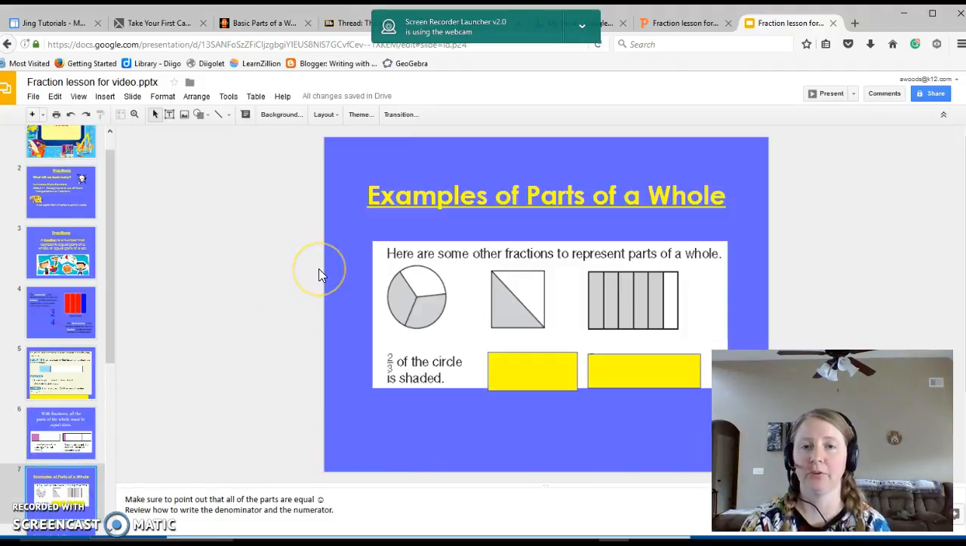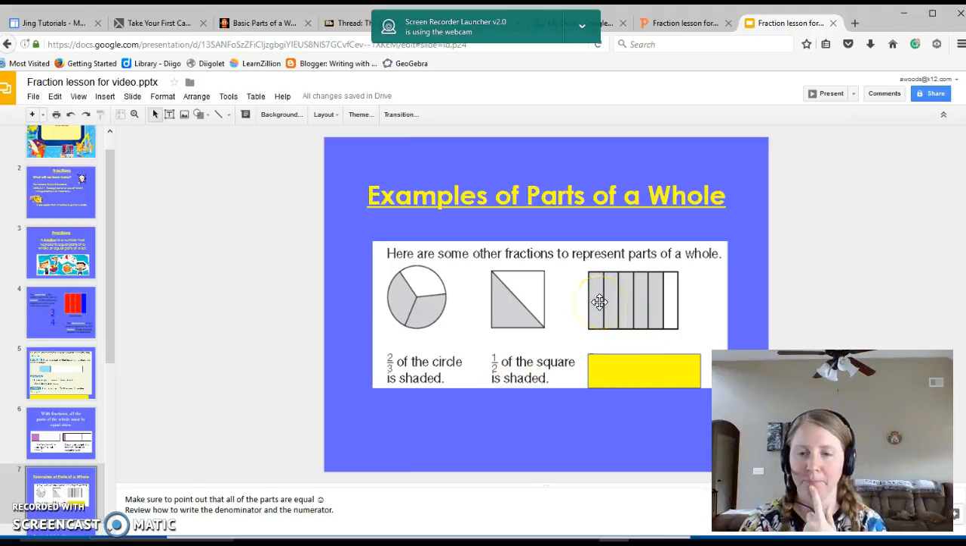Here are some examples of parts of a whole. This first one shows 2/3 of the circle is shaded. We have 1, 2 pieces out of 3 pieces total shaded. Now if we're thinking about the second one here, I see 1 piece is shaded, and how many pieces do I see total? Well, 1, 2. Let's see what this one says. It says 1 out of 2 pieces, or 1/2 of the square is shaded.